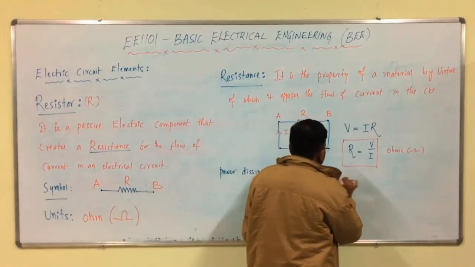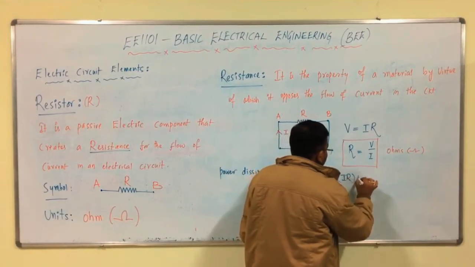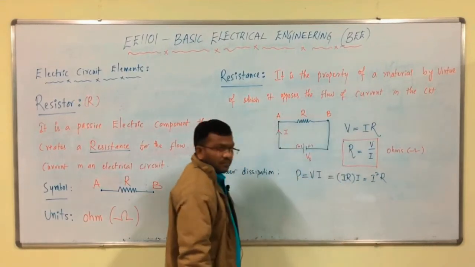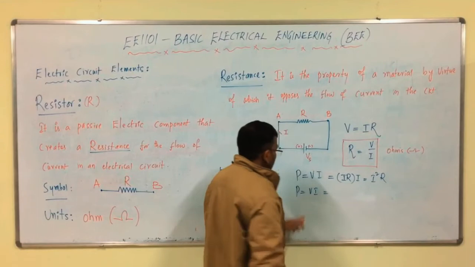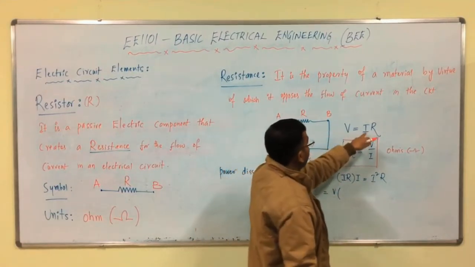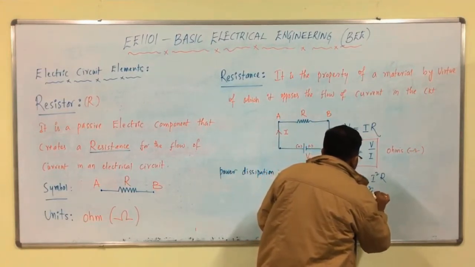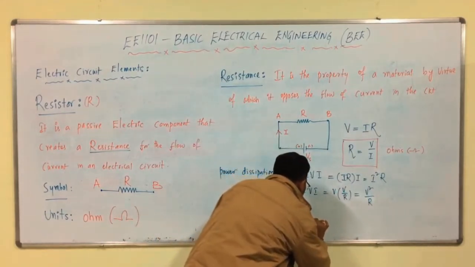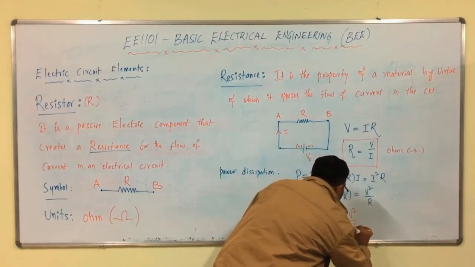Which is equals to, V is nothing but I into R, and again I, which is equals to I square R. Or P is equals to V into I, which is equals to V as it is, and in place of I I substitute V by R, which is equals to V square by R. So, the power is nothing but I square R or V square by R.